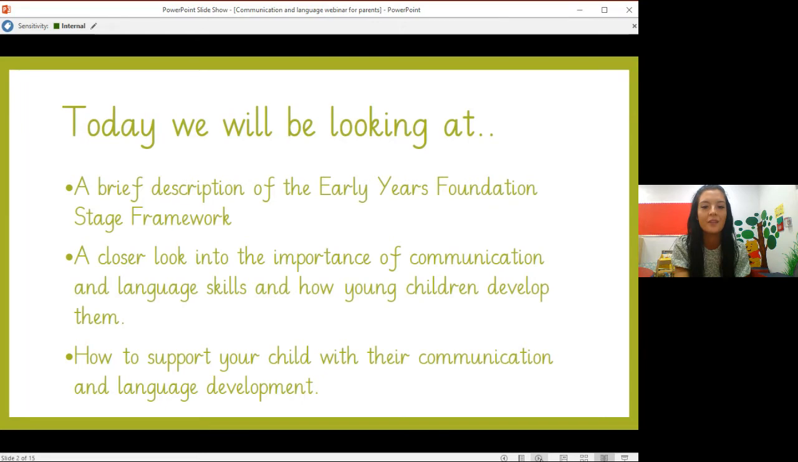So today we are going to be looking at the following. We're going to give you a brief description of the Early Years Foundation Stage Framework. This is the curriculum that we follow here in FS. We're also going to have a closer look into the importance of communication and language skills and how young children develop them. Then we will be talking about how to support your child with their communication and language development.